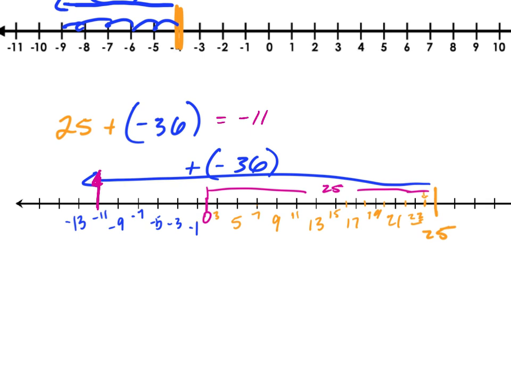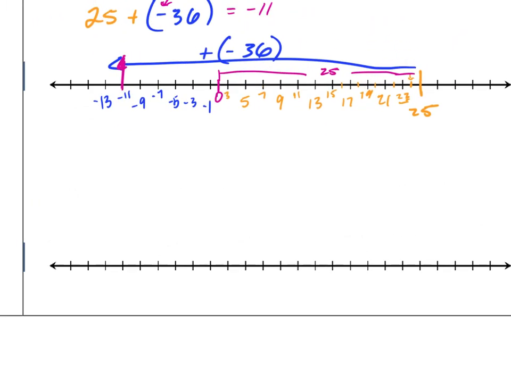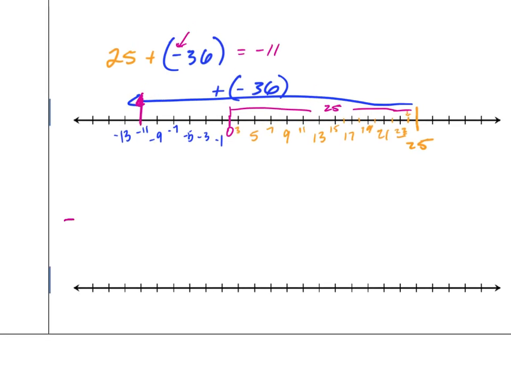Because we went down 36. Because that's basically what that symbol means. We're going to the left. Okay?